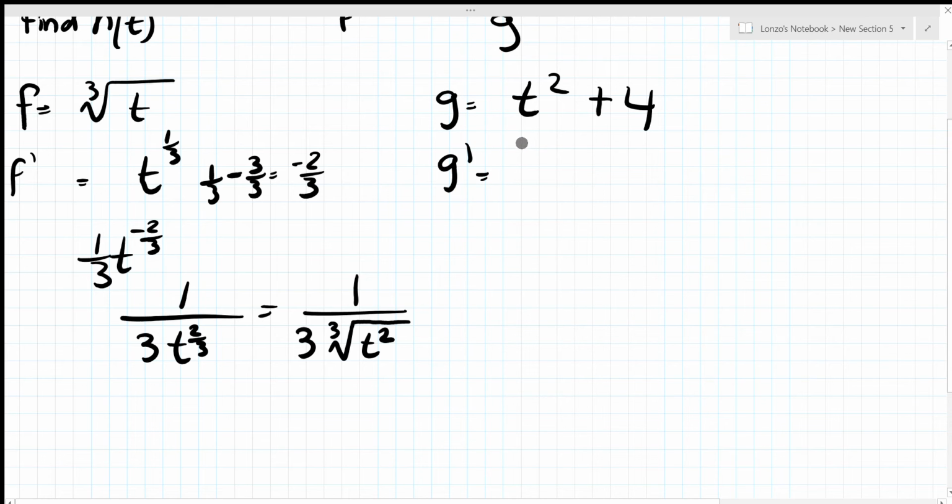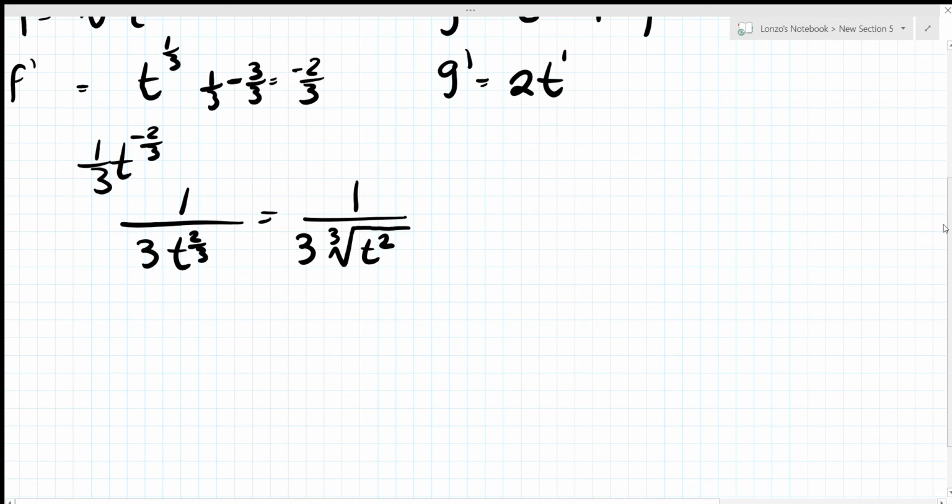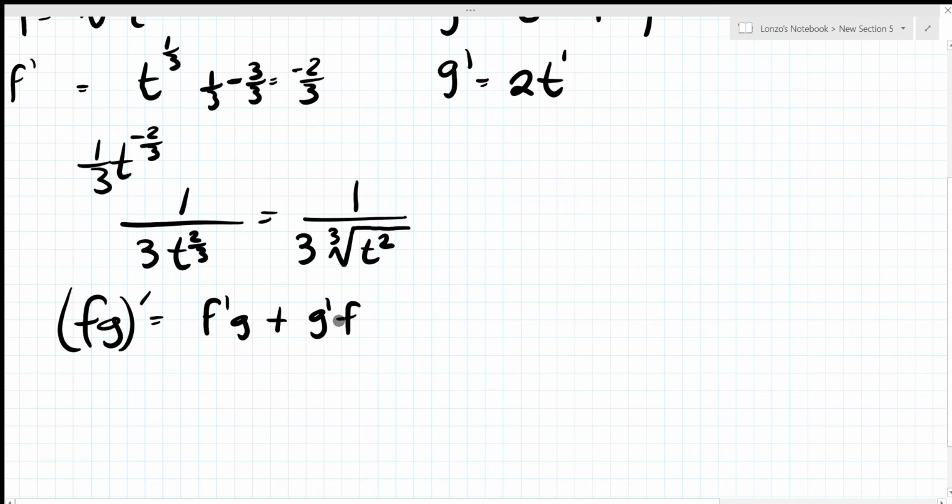Simple, for this one we're just going to use the power rule. So it's going to be 2t to the first power, and then the derivative of a constant is just 0, so it's just 2t. So now we just have to use our product rule. So the product rule is f prime of g plus g prime of f.